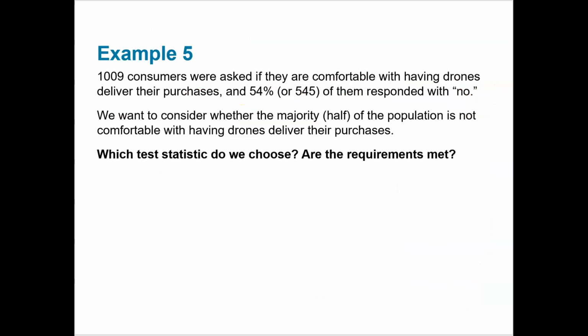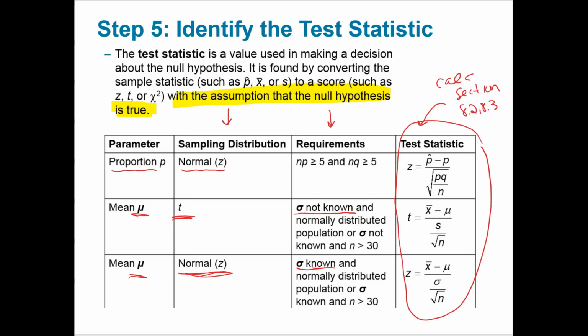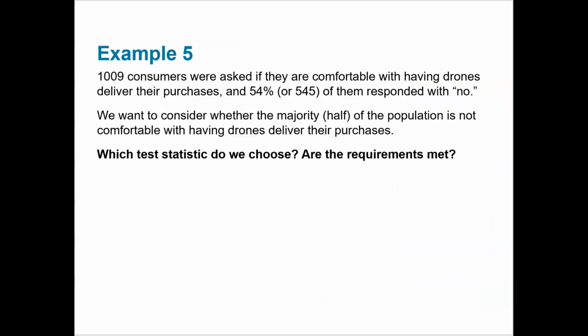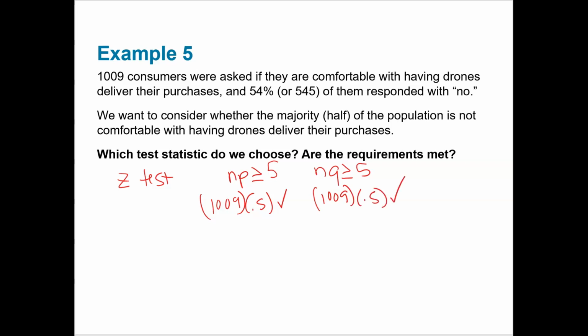So we're going back to our original drone example. Which test statistic do we choose? They're asking about the majority of the population. They're asking about a proportion. So we're going to use the normal distribution. We're going to use a z test statistic. And they want to know if the requirements are met. So is n times p greater than or equal to 5 or n times q greater than or equal to 5? So we know that our p is 0.5. So is 1009 times 0.5 greater? Yep. And the q would also be the same value. So yes, our requirements are met.